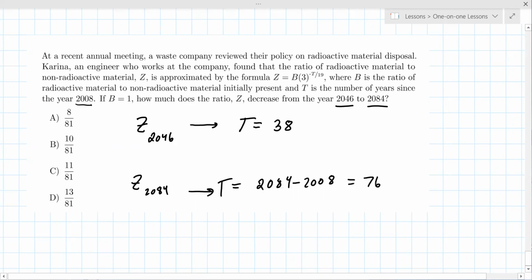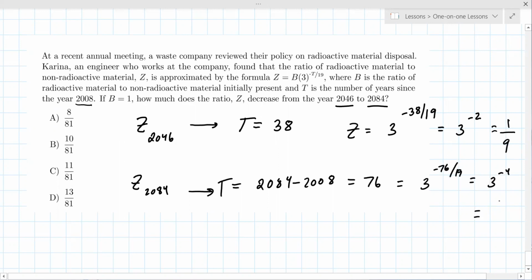Okay, so for this calculation, it's Z equals B, but B is 1, so it's not important. 3 to the minus 38 over 19, which is really 3 to the minus 2 power. That just nicely reduces. This is 1/9. This is 3 to the minus 76 over 19, which is 3 to the minus 4 power, which is 1 over 3 to the 4th, which is 1 over 81.